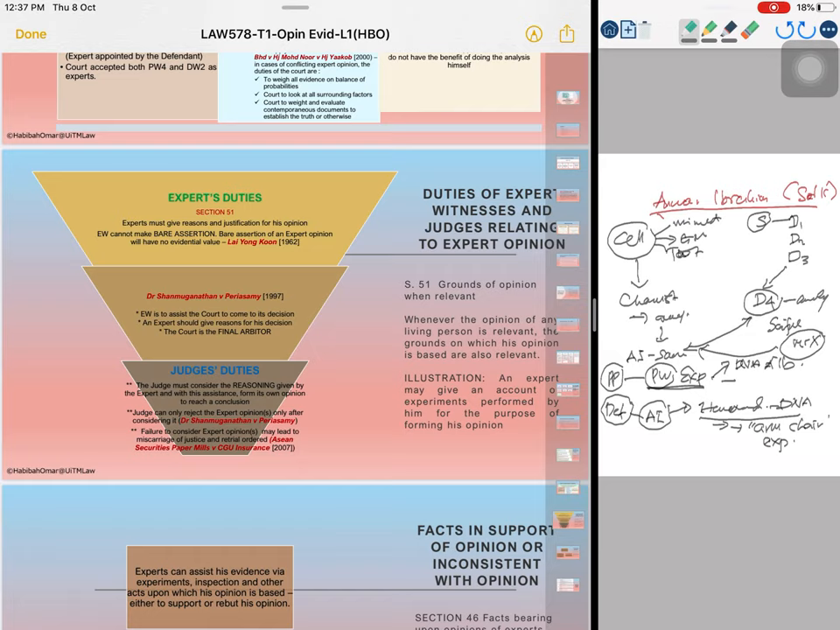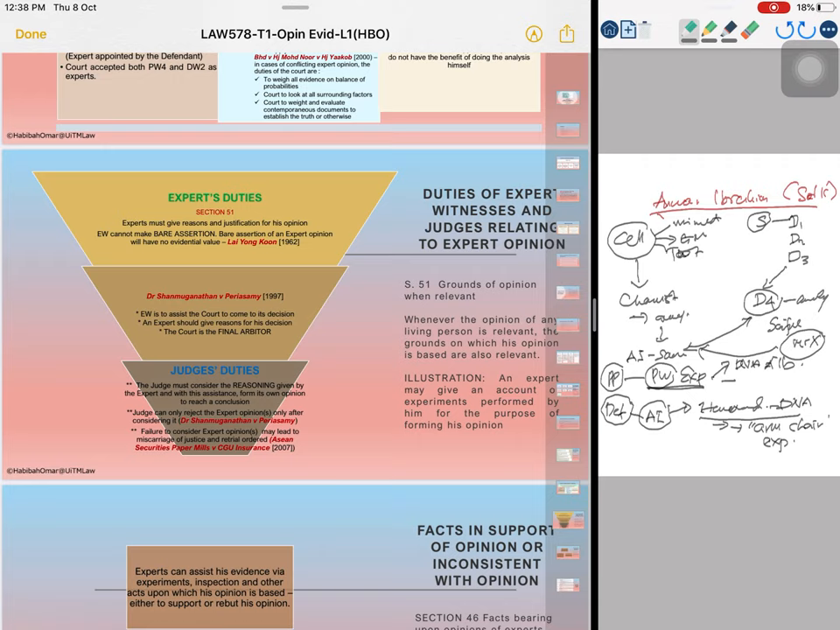Now, how about the duty of the judge? Now, the duty of the judge, if you look at this PowerPoint, is number one, the judge must consider the reasonings given by the expert. So the expert, under Section 51, is required to give justification for his opinion, and the judge has to consider the reasonings given by the expert. But at the end of the day, he has to form his own conclusion. Number two, the judge can reject the expert opinion only after considering it. So the judge has to look into the opinion, consider it, then may decide to reject it.